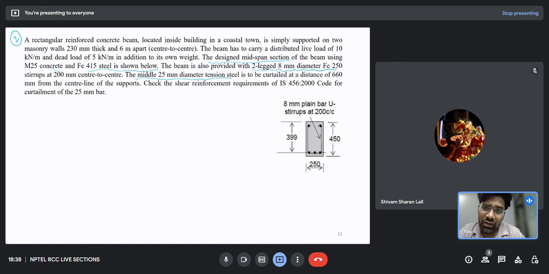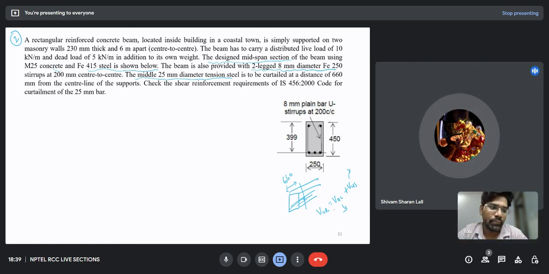So now, suppose this was my beam. I have curtailed the middle bar up to this point and I have the extension of the other two bars. At this point, what will I have to find? The shear resistance, which is VUC plus VUS. VUS is not changing because I have not done anything to it, but VUC is changing, because I have curtailed the middle bar. So at a distance of 660, I need to revise VUC.